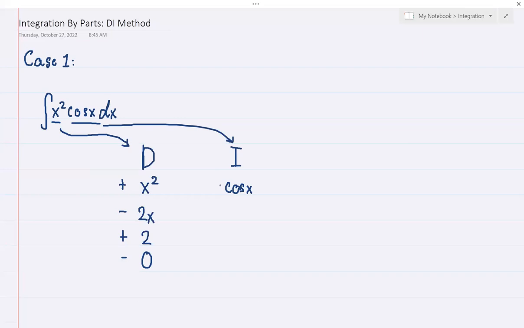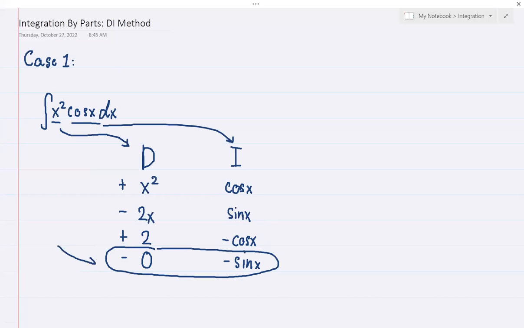Now let's get the integral of cosine x. The integral of cosine x is sine x. The integral of sine x is negative cosine x. And the integral of negative cosine x is negative sine x. Now, as you can see, at the fourth row, there is a 0 in your D. So if there is a 0 in your D column, then at that point, you're going to stop right there. So that is your first case.